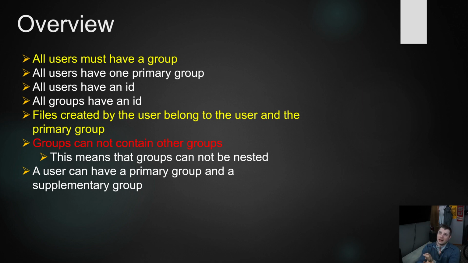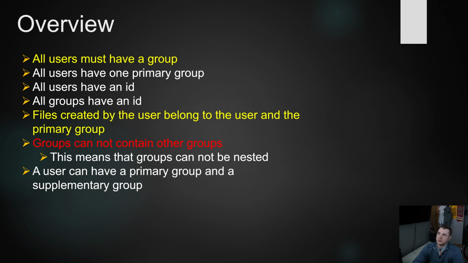All users have to have one primary group. Okay, that also means that they can be a part of secondary groups. Okay, so all users have to have an ID. All groups have to have an ID. Files created by the user belong to the user and the primary group. So this means if you have a user that's a part of the accounting group and they create a file, everyone in that accounting group will have access to that file. And by access, I mean full access. It's owned by the group.